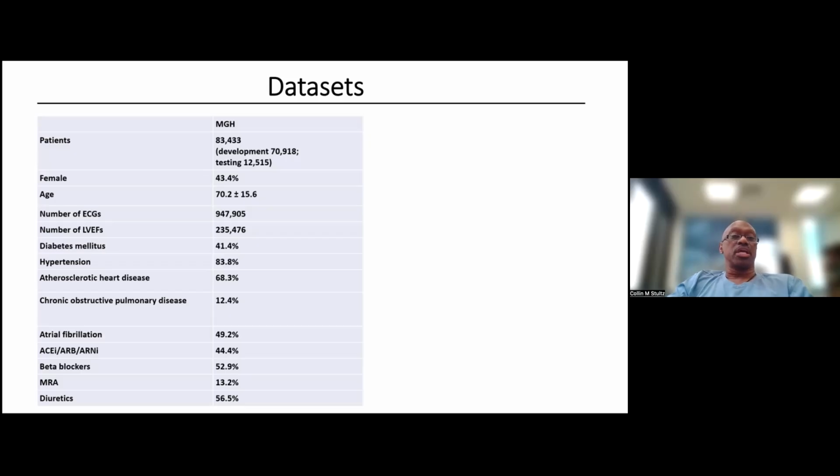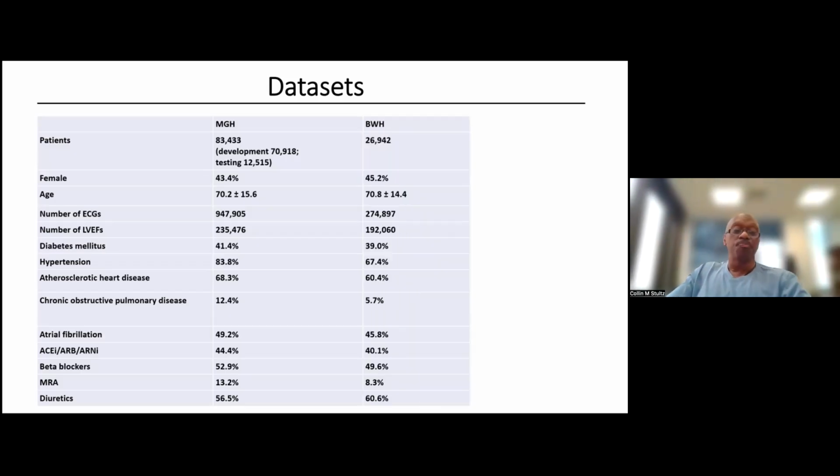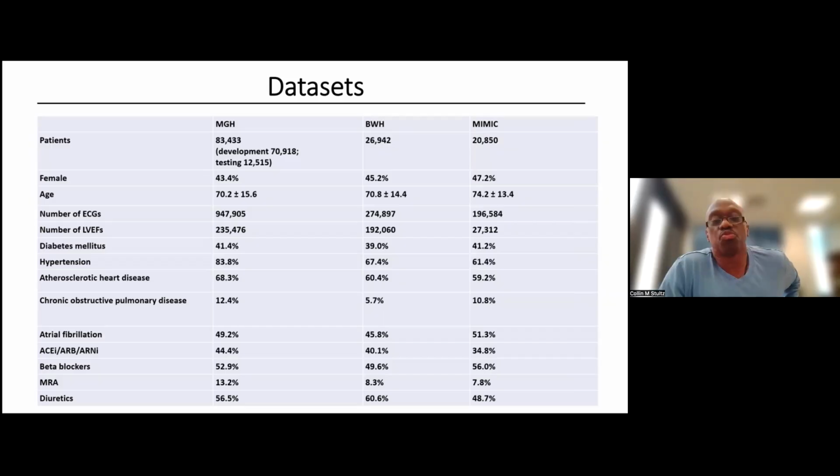We have some additional data from the Brigham Hospital now, which is a separate hospital, albeit in the same healthcare system. And then we have a publicly available data set, MIMIC, which is relatively ubiquitous in all of the literature, especially in the computer science conference literature.